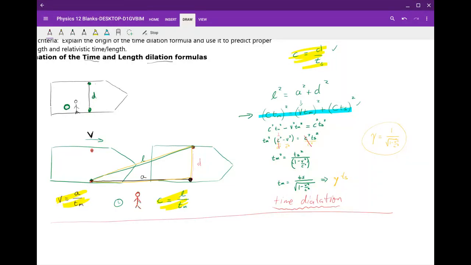more time goes by for this guy, okay, than for this guy, okay? More time goes by. The reason being is because the light has to travel further. L is larger than D, right? You can see that L is larger than d. So from this guy's perspective, the light has to travel further than from this guy's perspective, okay?